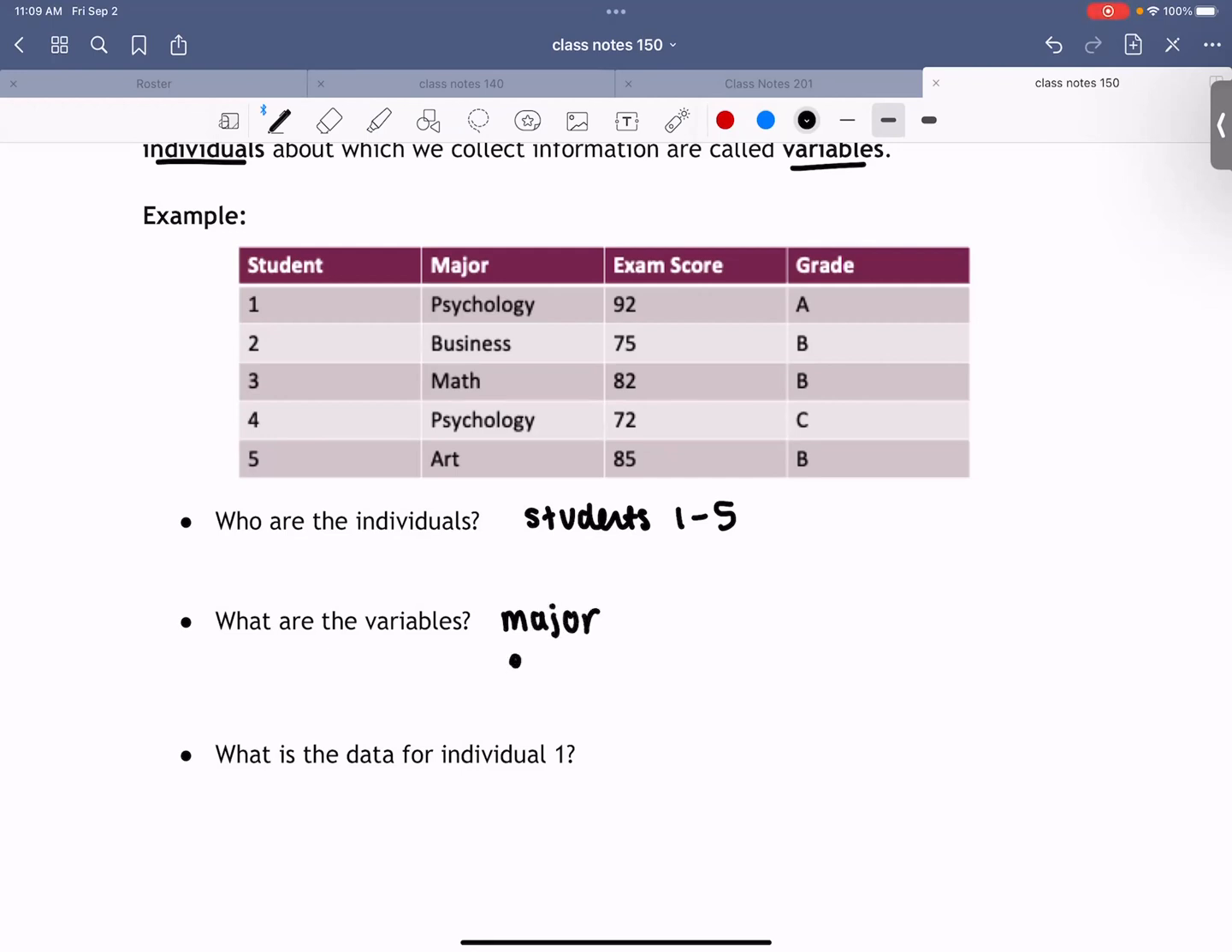Major, exam score, and grade. And let's just focus on individual number 1. What is this student's data? Perfect. That's the data for individual 1. So major is psychology. Exam score is 92, and the grade is an A. Any questions on using these sort of terms? Perfect. All right, that wasn't too bad.